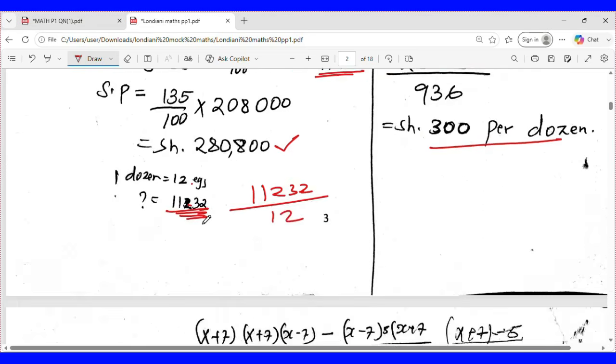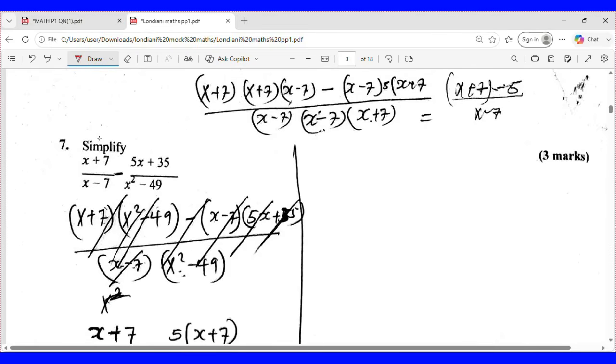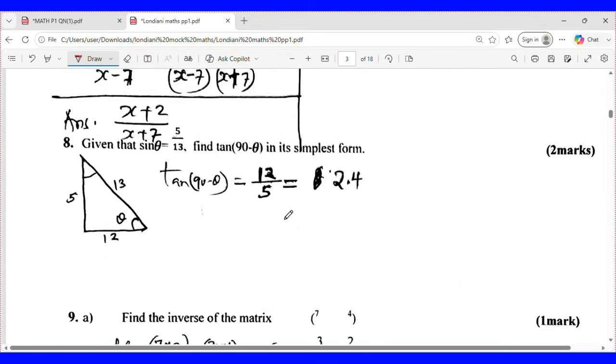Here, that is how it was supposed to look. There was a problem with this one, so that's why we eliminated the other part.